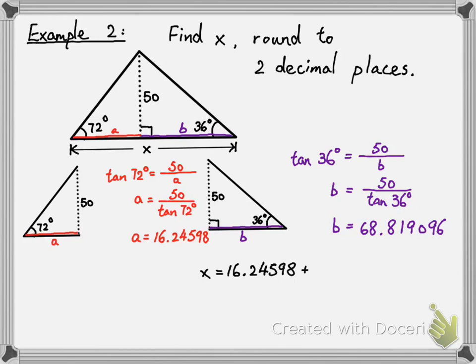To find x, we add up the A and B values, so x equals 16.24598 plus 68.819096. Therefore, x equals 85.07 after we round to 2 decimal places.